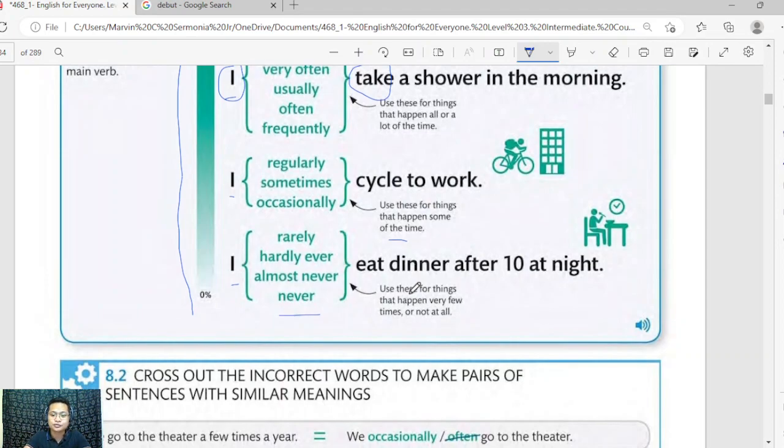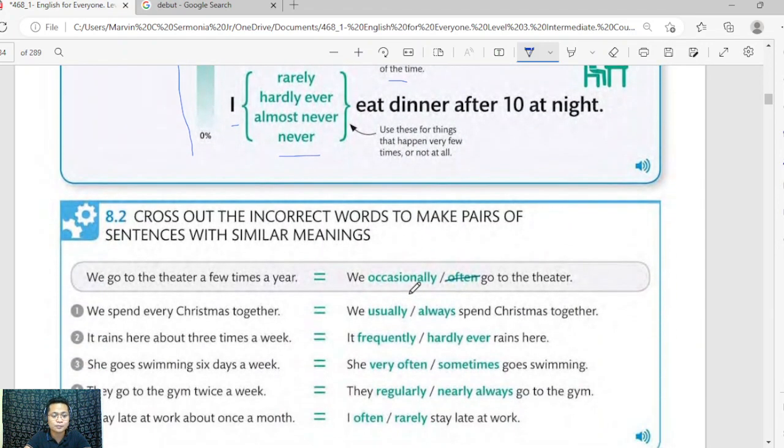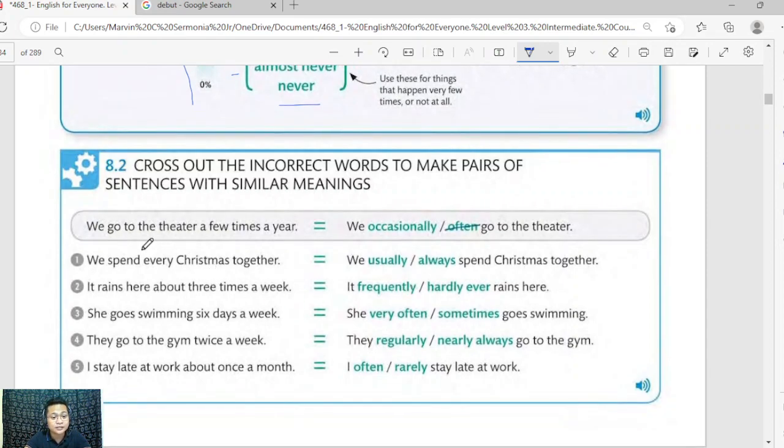So, to test your understanding of the use of these adverbs of frequency, let's try to answer 8.2. Cross out the incorrect words to make pairs of sentences with similar meanings. So we have an example. We go to the theater a few times a year. Since we make use of a few times a year, then the answer should be occasionally. So we cross out often. Okay?